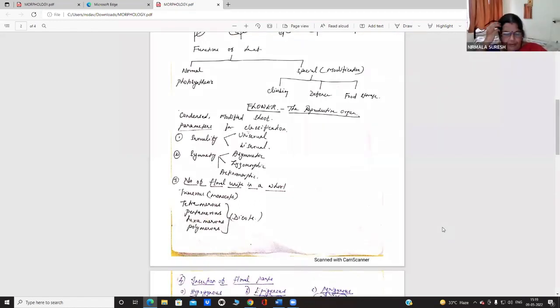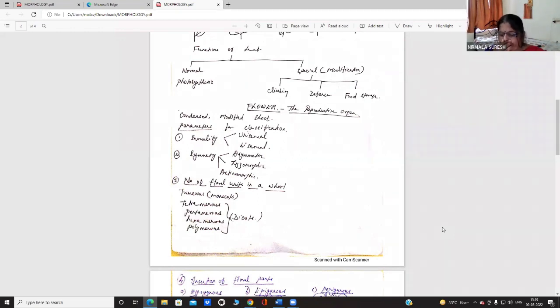First period, 40 minutes period we are talking about. General introduction we can do. Up to regions of root we can do in the first period.